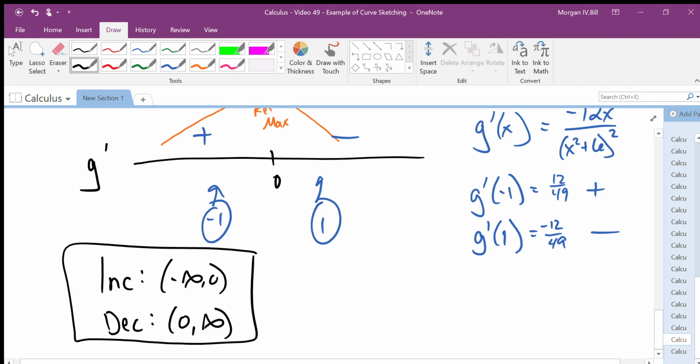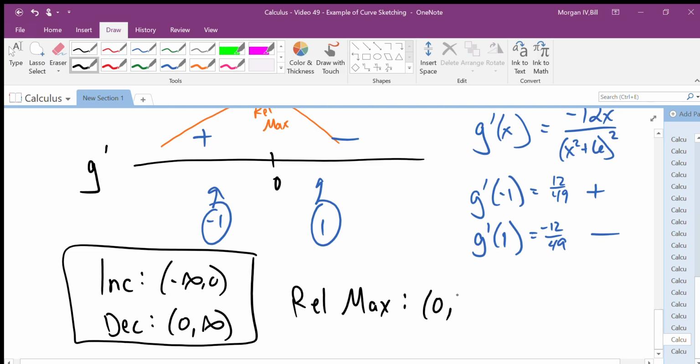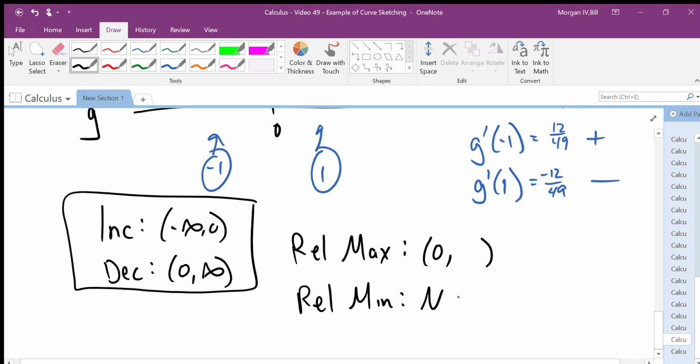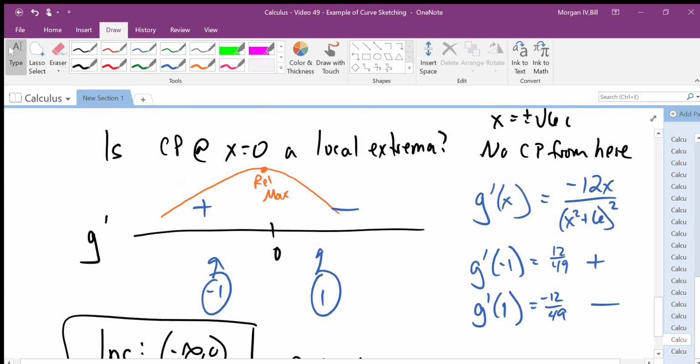Okay, decreasing 0 to infinity. We have a relative max at 0, comma something. And relative min, we don't have any. There are none of those. There's no place where it's decreasing and then increasing.